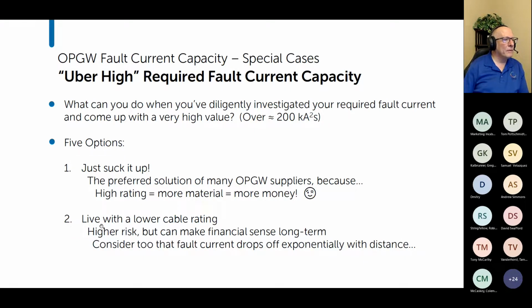Next up, well, you could just live with the lower cable rating. Maybe you're already using a cable that's, say, 100 kA squared seconds. You could do that. Again, it's higher risk, but you can make a financial case that makes sense long term. Plus, you can factor in that fault current drops off exponentially with distance.